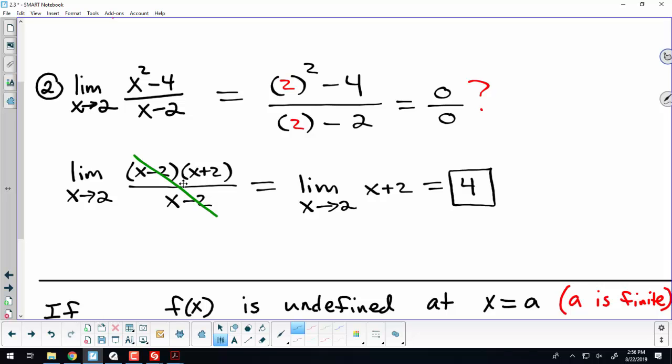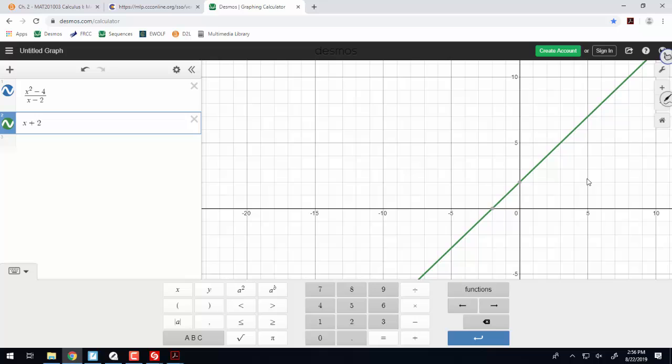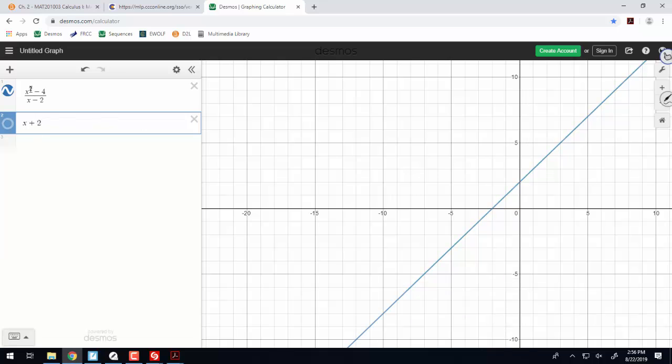You wouldn't necessarily see that. Like if I just said, all right, we'll have this thing graph x plus 2, we see the exact same graph, but we know it's not really x plus 2. It came from x squared minus 4 over x minus 2.